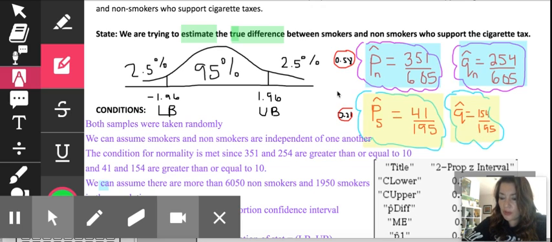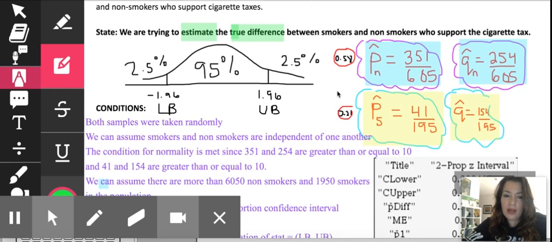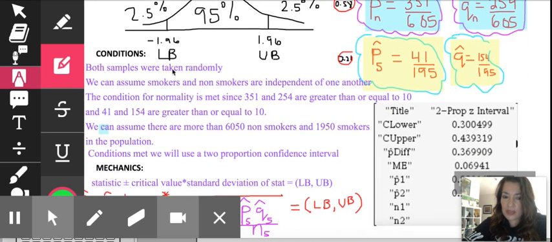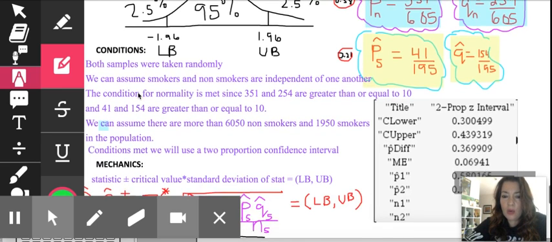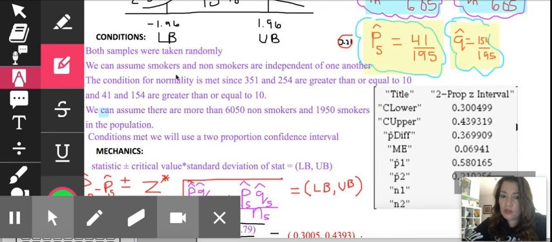The first thing we want to do is state and check our conditions. So both samples were taken randomly. It says so in the paragraph. We want to show independence, so we can assume smokers and non-smokers are independent of one another.